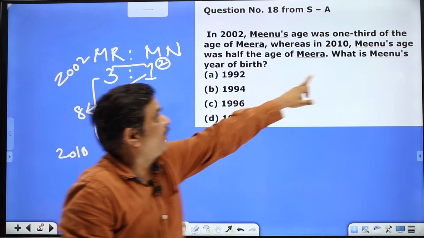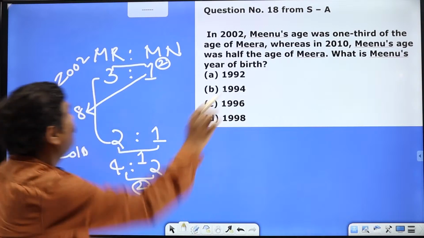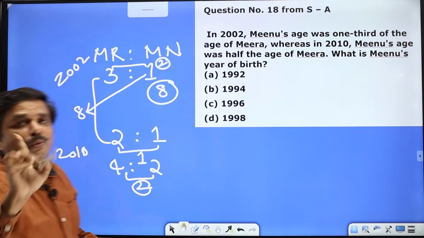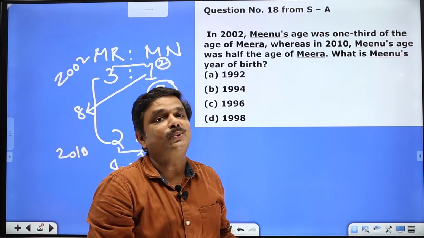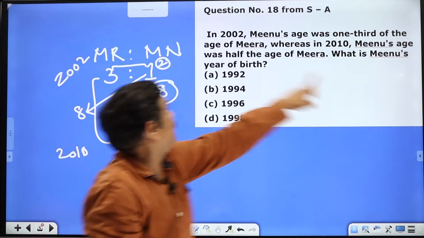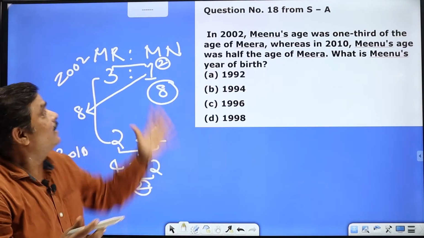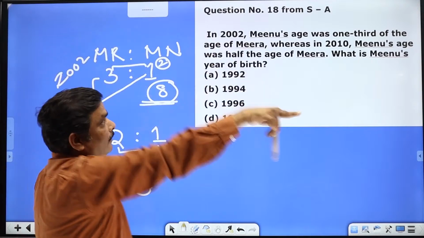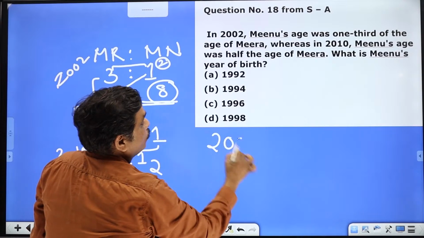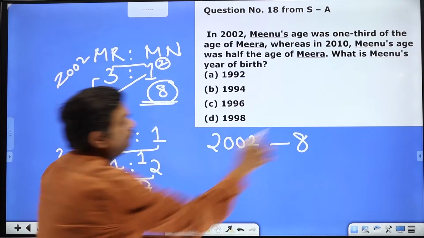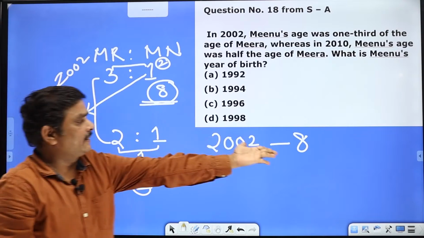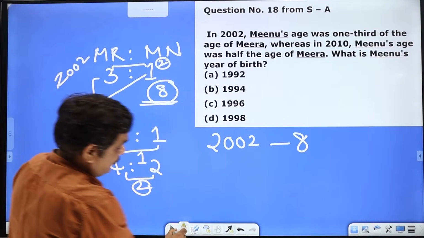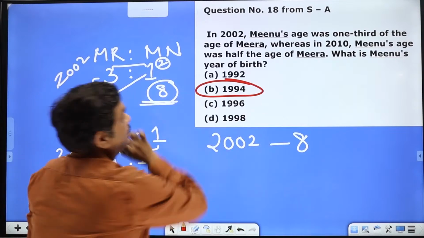My question is based on Meenu. Meenu's age in 2002 is 8 years. But the question is not the age of Meenu in 2002. They are asking for Meenu's year of birth. In 2002 she is 8 years old, so her year of birth should be 2002 minus 8. 2002 minus 8, that means 2000 minus 6, 1994. So my answer is 1994.